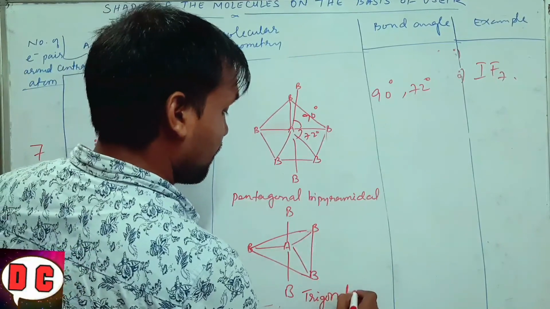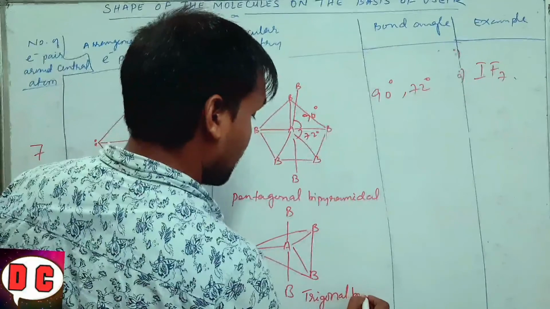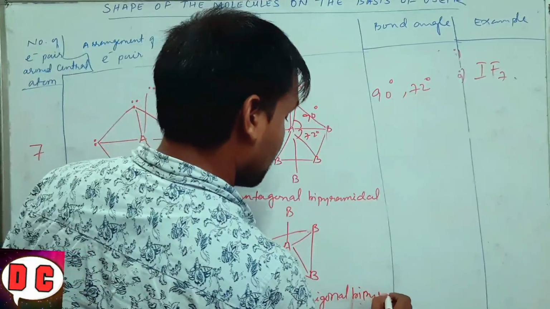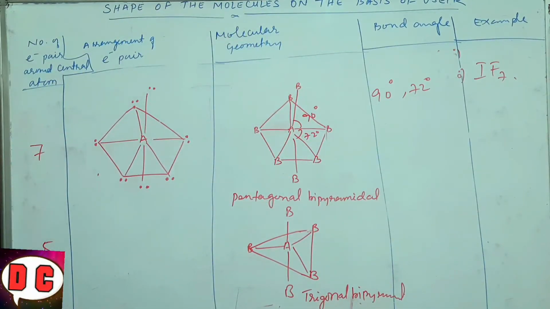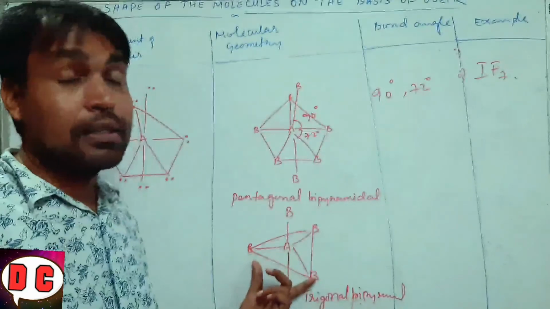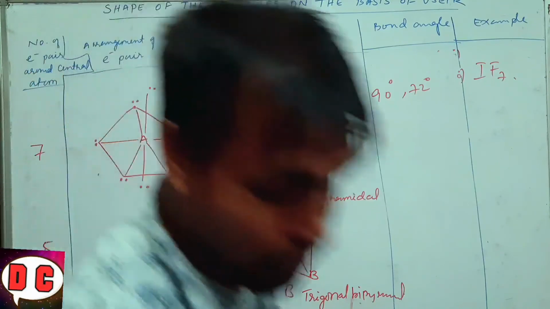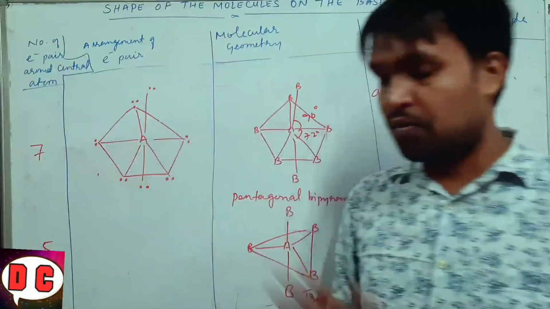Trigonal bipyramidal. So the shape name is trigonal bipyramidal. I gave you pentagonal by mistake. It should be trigonal bipyramidal. Please rectify it. So dear students, we have completed the VSEPR theory. The structures we have completed.